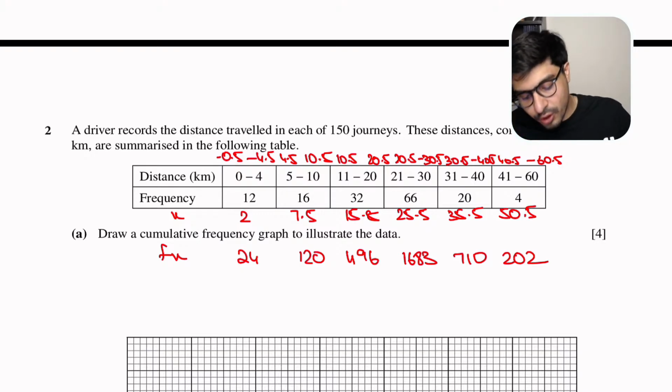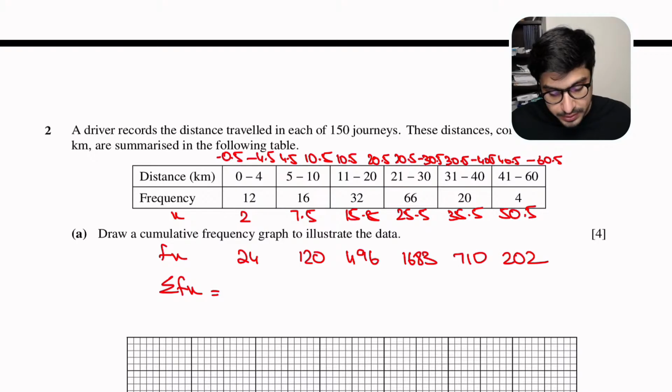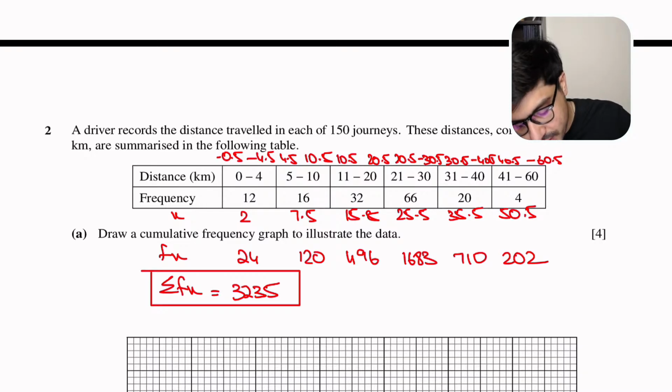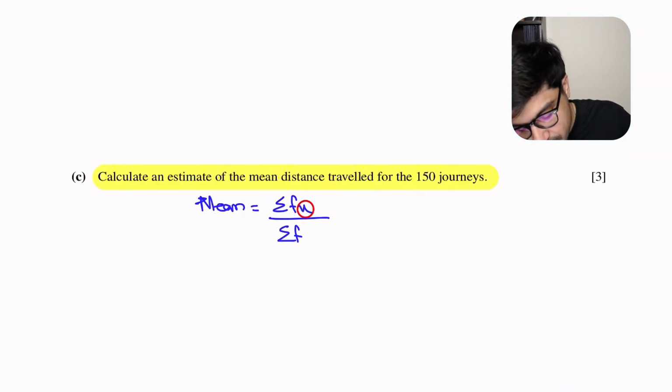So we're going to sum all of these up to figure out summation of fx. So it's going to be 24 plus 120 plus 496 plus 1683 plus 710 plus 202. So it's going to be 3235, and this is how it is going to be done. And then 3235 is the numerator here, and in the denominator it is going to be 150.